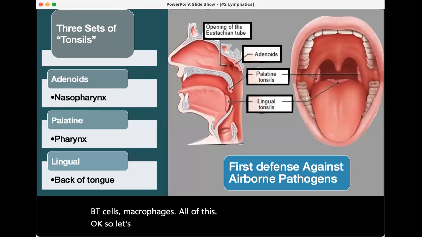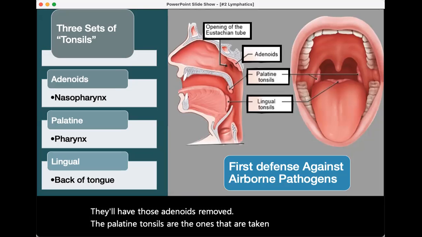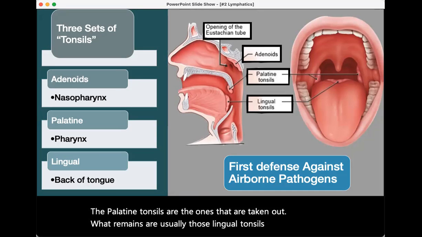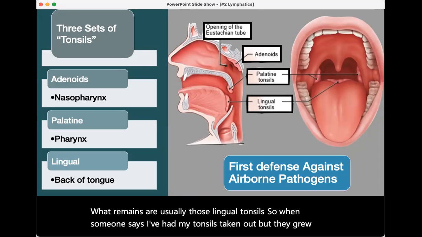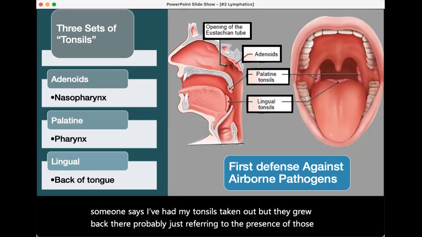Okay, so let's go on to the tonsils. And you actually have three sets. You have these adenoids, and you can't see these, but these are in the very back of your nose. Notice how close those adenoids are to the eustachian tube, which is the opening to your middle ear. So when someone has an adenoidectomy along with a tonsillectomy, they'll have those adenoids removed. The palatine tonsils are the ones that are taken out. What remains are usually those lingual tonsils. So when someone says, I've had my tonsils taken out, but they grew back, they're probably just referring to the presence of those lingual tonsils way back at the base of the tongue.